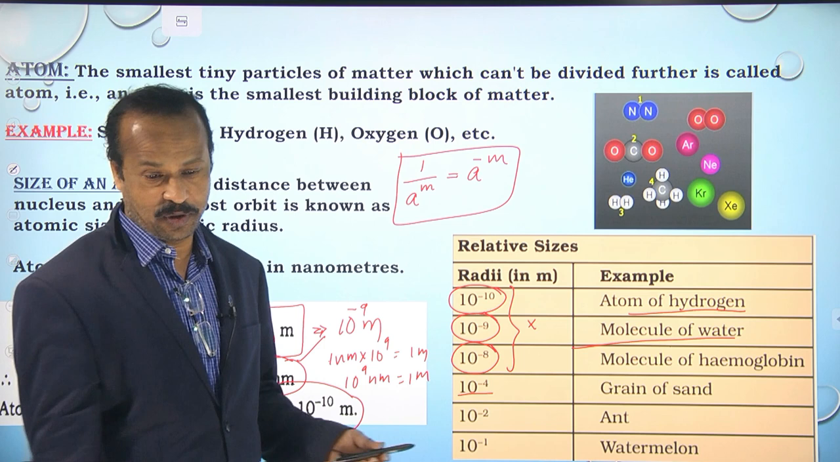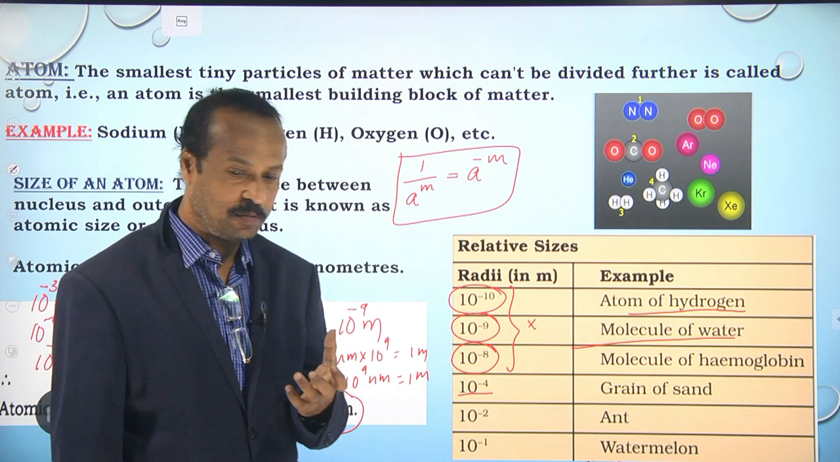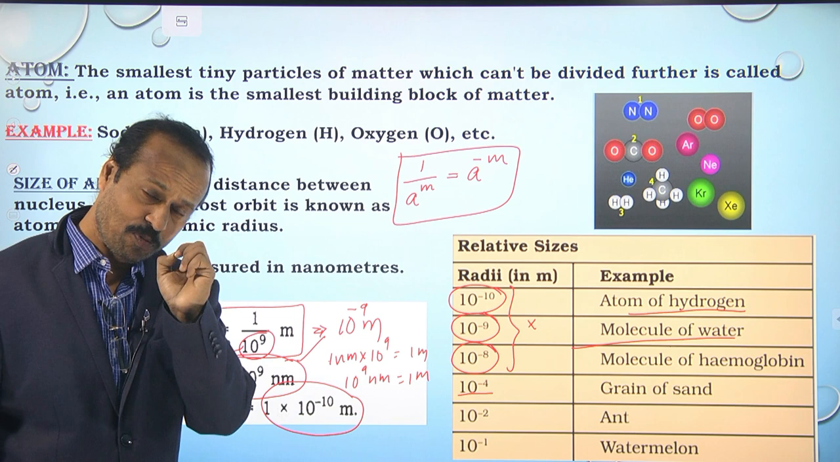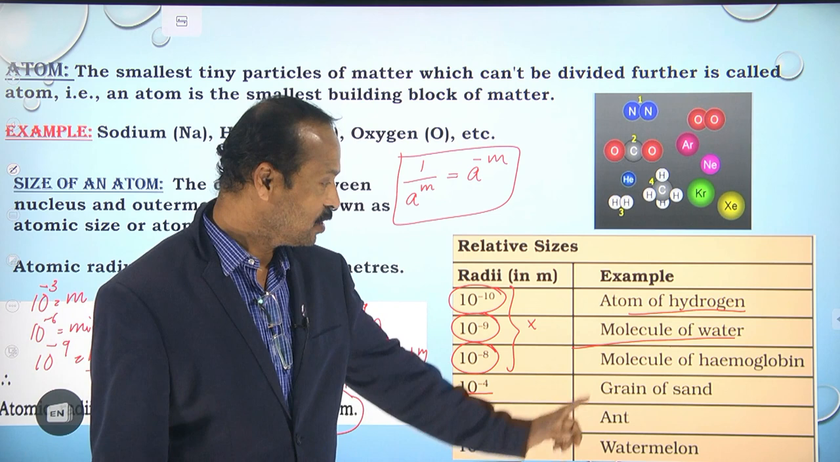If your eyes are good, and you are a young boy so your eyes may be good, you can see that 10 to the power of minus 4. So a sand particle is a very small particle that we can see, and its size is 10 to the power of minus 4, right?